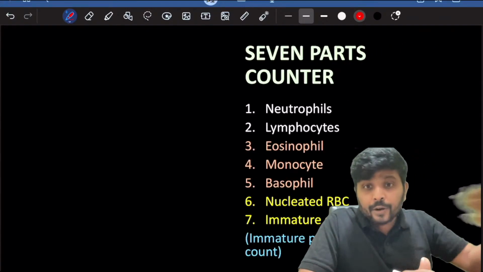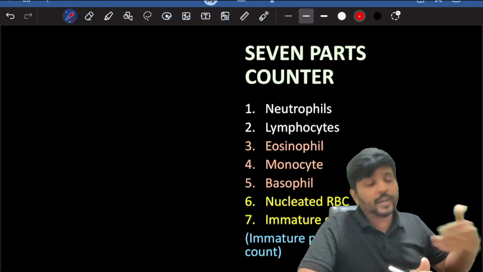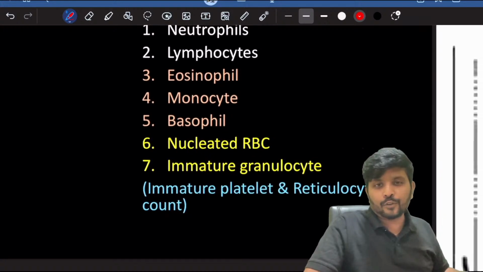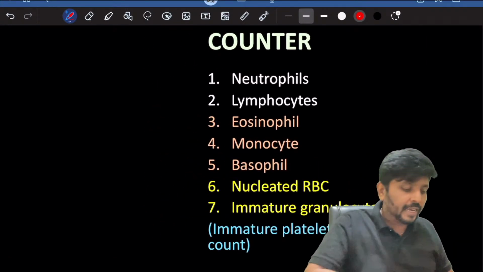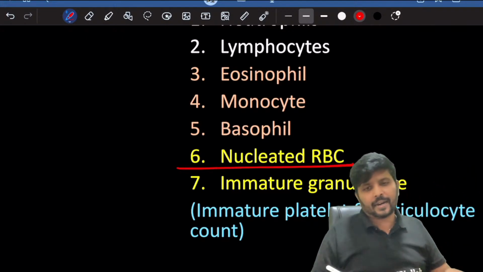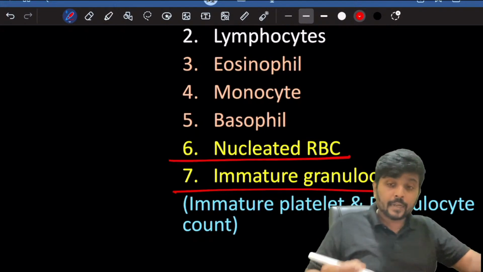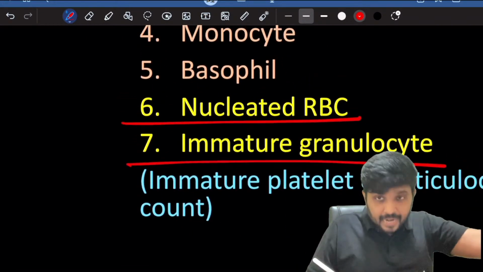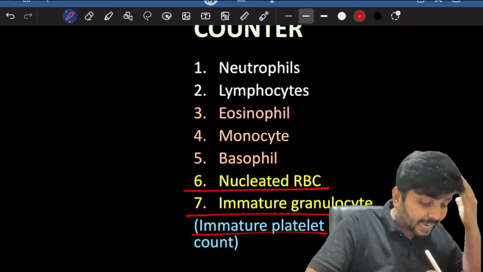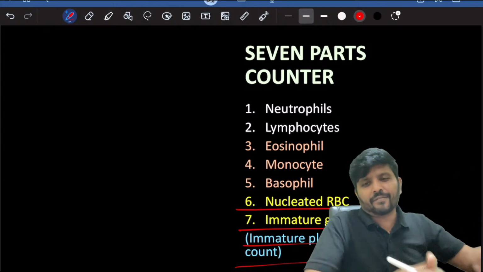Now we are moving further ahead. Our automated hemogram is going ahead of times. So what does it mean? Apart from your neutrophil, lymphocyte, basophil, your 7-part counter will show you nucleated RBCs and immature granulocytes, and some other advanced Coulter counters will give you how many immature platelets and the exact reticulocyte count. So what does it mean? It gets upgraded each and every year.